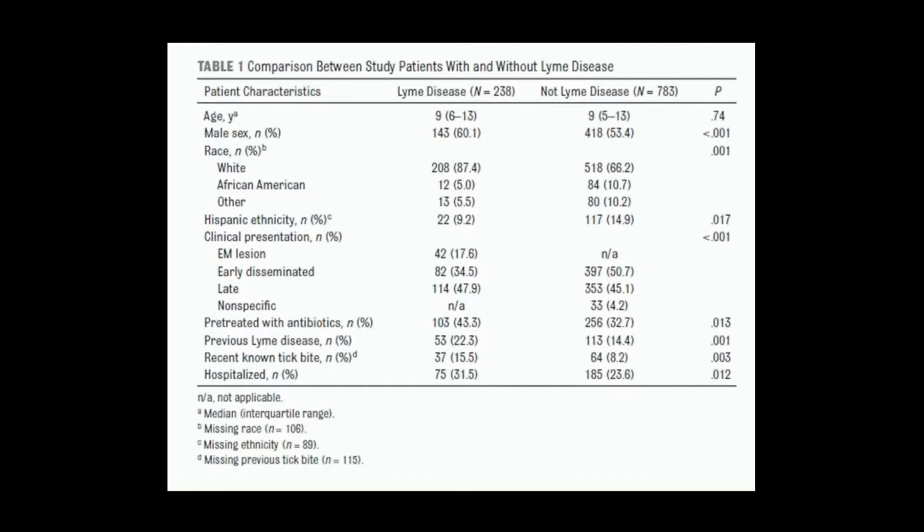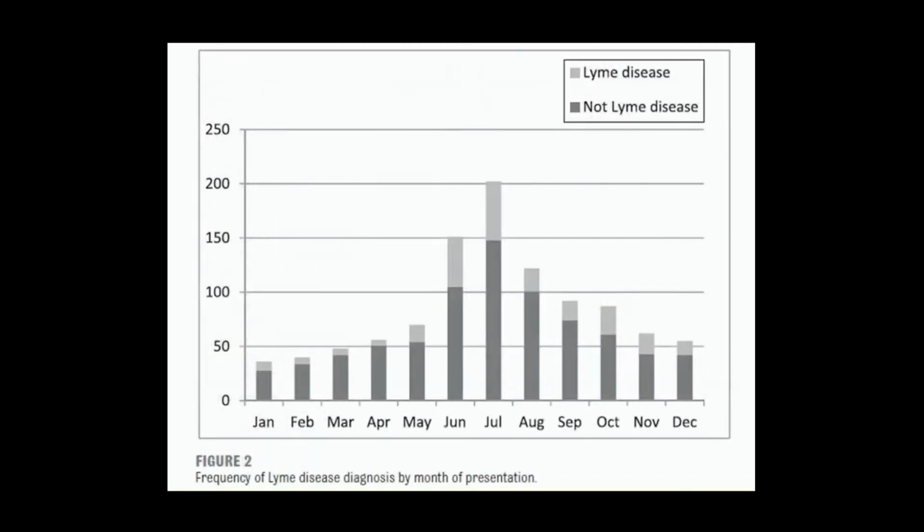So this graph doesn't really add a whole lot, other than it was interesting to note that they did have diagnosis of Lyme disease throughout the year, including the months of December and January, which are times when we normally wouldn't really think about Lyme as a potential diagnosis.